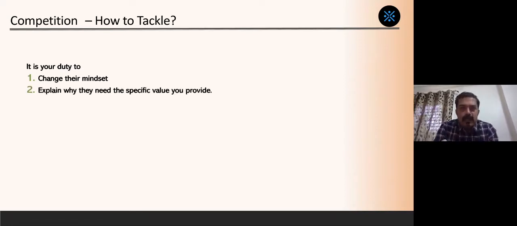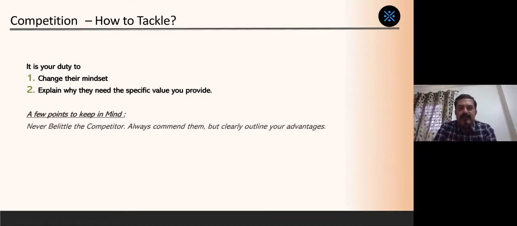And explain. See, one is understanding what differentiation you can bring around, and the other is conveying that. These are the two things that you need to do. But in this process, never ever belittle the competitor. Never ever say bad things about them. The moment you hear something and you know, yes, they are not up to the mark and you're much better, you don't have to tell that outright to the prospect.